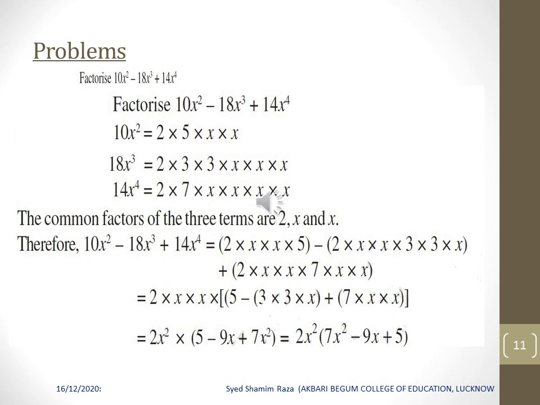If you factorize, 10x square can be written as 10, broken down into 2 into 5, into x into x. 18x cube can be factorized as 2 into 3 into 3 into x into x into x. Similarly, 14x to the power 4 can be represented by 2 into 7 into x into x into x into x. Here if we notice, the common factor is 2 which is everywhere, the common factor is x which is everywhere, and another x. So we can say that 2x square is the common factor. Therefore, we can represent it in the same way, taking out the common thing. That is how factorization is done.